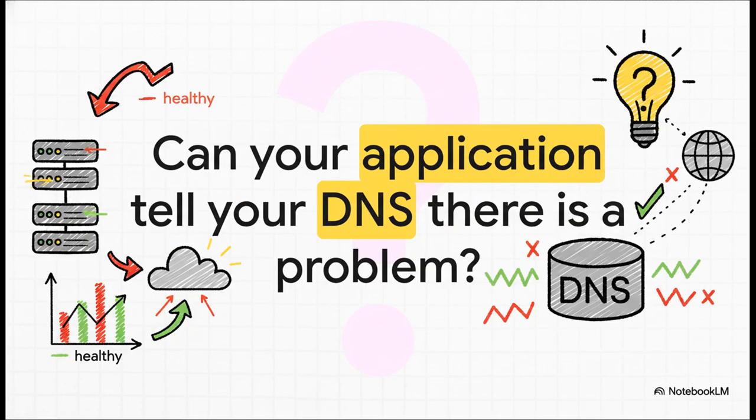So, we've seen just how powerful DNS can be, especially when it knows a resource is unhealthy. But that really leads to one last crucial question. How does DNS actually know? Sure, your DNS can see when a server is down, but can your application, your actual software, tell your DNS that there's a problem inside the app? That connection is absolutely key, and well, it's a topic for our next explainer.